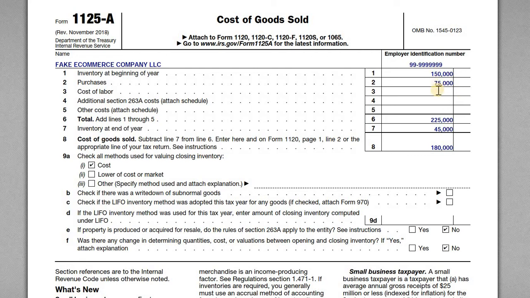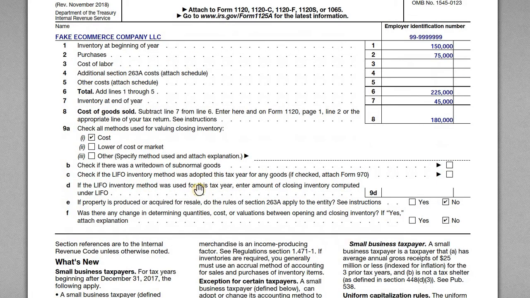So add up all the lines 1 through 5, 225,000 is the total. Inventory at the end of the year is 45,000, right? And then you would subtract line 7 from line 6 and you arrive at the 180,000. Now you should complete the rest of the form as well, right? How do we value closing inventory? We're using the cost basis method. If you have LIFO or FIFO, you would indicate such as here.